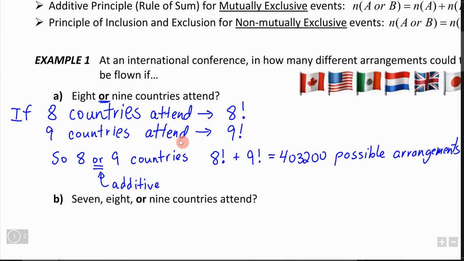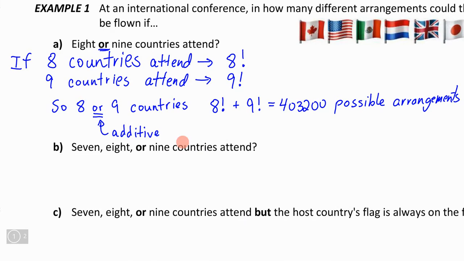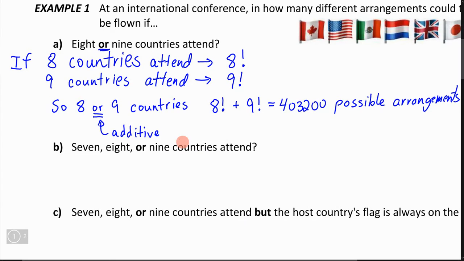Permutations. Okay. Now, what if it's 7, 8, or 9 countries that attend? Quite simply, you again use the additive counting principle because of the keyword or. We add 7 factorial plus 8 factorial plus 9 factorial, and when we add those three together, we get 408,240 possible arrangements.